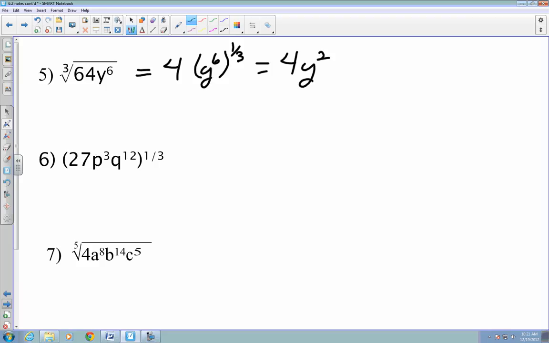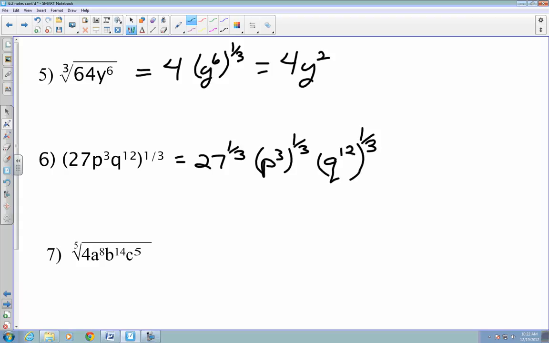27 p to the 3rd, q to the 12th, all to the 1/3 power. If it's to the 1/3, what root am I taking? The 3rd, cube root. What is the cube root of 27? 3. So this is 3. Cube root of p cubed is p. Actually, I'm going to write out another step in here, just so everybody gets this. So this is 27 to the 1/3, p cubed to the 1/3, q to the 12th, to the 1/3.